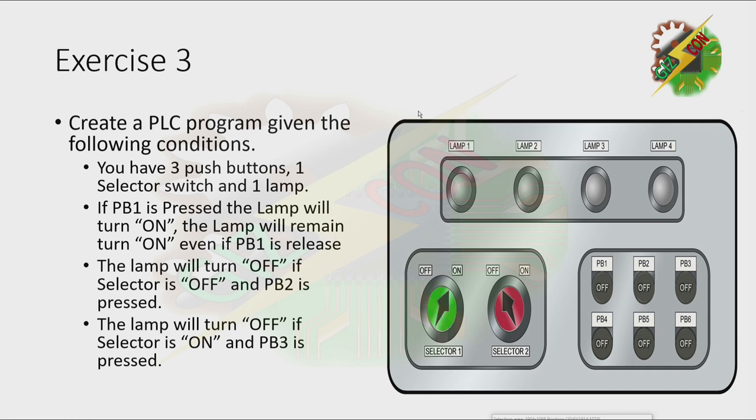Then, let's turn on the selector switch. Let's press PB1. Lamp will turn on. When we press PB2, nothing will happen. Because our selector switch is now on, we need to press PB3 to turn it off.